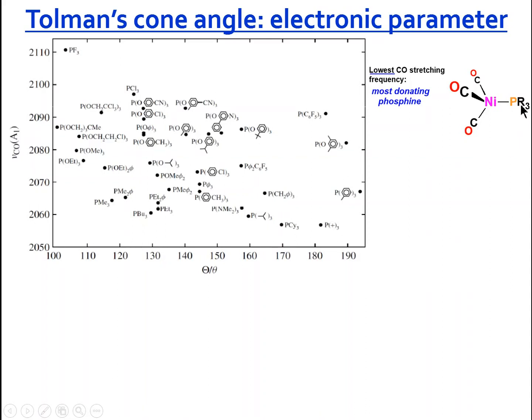If the R groups are donor to P, PR3 is more donor. And if the R groups are bulky, PR3 is less donor to Ni. Tolman studied the variation of the νCO in this complex according to the Tolman angle theta for several phosphine ligands.